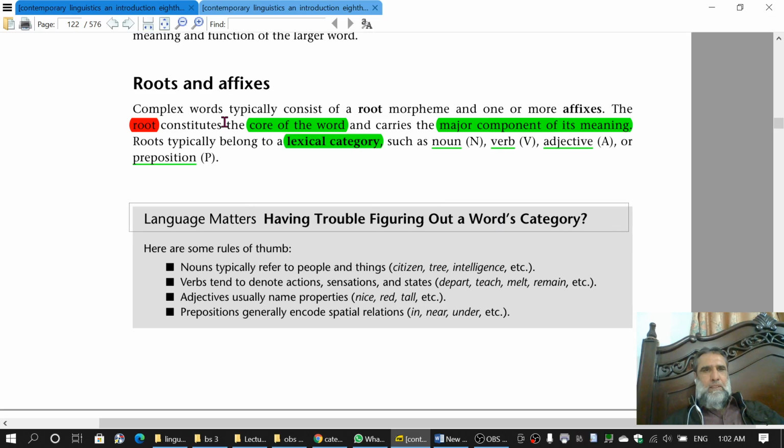इसको रीड कर लेते हैं. Complex words typically consist of a root morpheme and one or more affixes. कॉम्प्लेक्स वर्ड अमूमन रूट मार्फीम और एक या ज़्यादा एफिक्सेस पर मुश्तमिल होता है. The root constitutes the core of the word. रूट लफ्ज़ का मरकज़ी हिस्सा है and carries the major component of its meaning, और ये मीनिंग का बड़ा हिस्सा रखता है अपने अंदर.